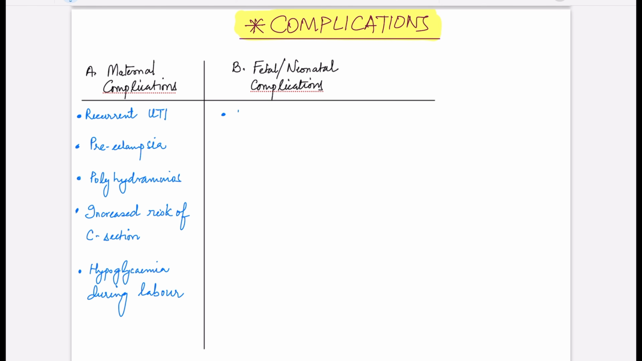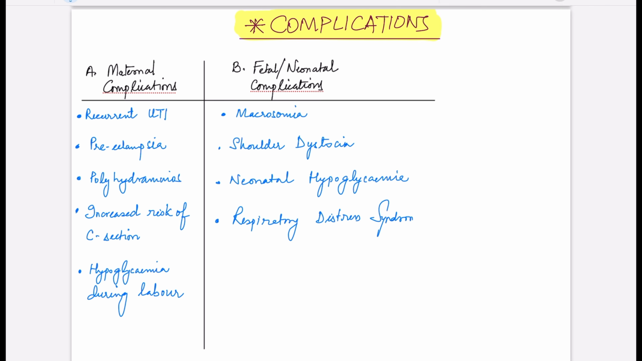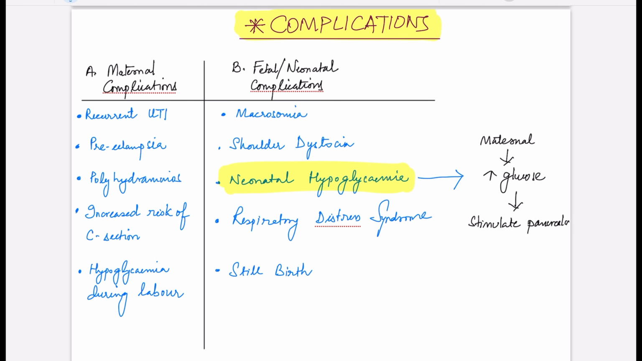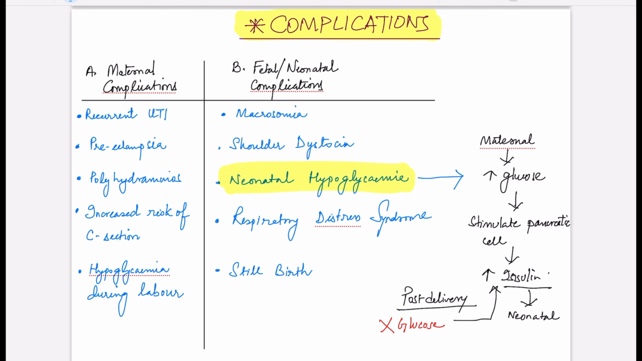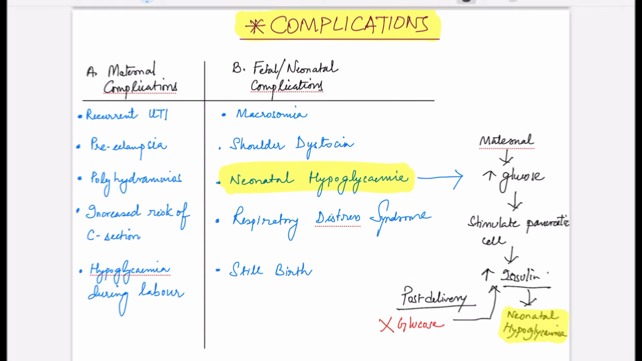And now coming to the fetal and neonatal complications, remember macrosomia, shoulder dystocia, neonatal hypoglycemia, which is very important, respiratory distress syndrome, stillbirth. Remember, high supply of maternal glucose stimulates the pancreatic cells of the fetus, which causes more insulin release. However, after pregnancy or delivery, this glucose stops, but hyperinsulinemia state causes neonatal hypoglycemia.